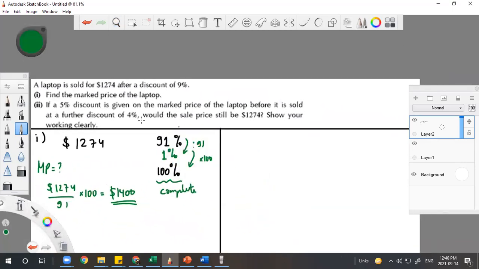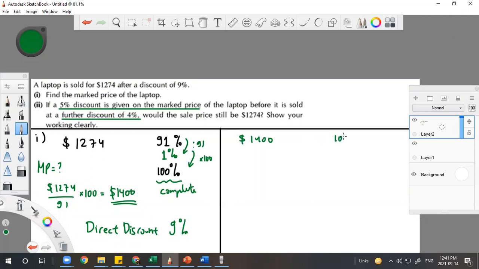Part 2. If a 5% discount is given, this is the direct 9% discount. But in this case, we are compounding the discount, which means you have to discount by 5% first, and after that give a further discount of 4%. Also 9% in total, if you think of it simply. But the answer is totally different. So the mark price will be 1,400, right?